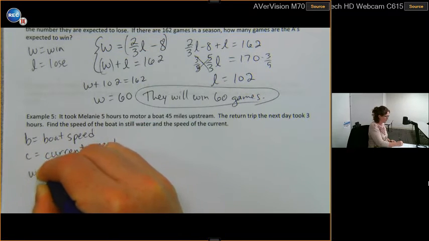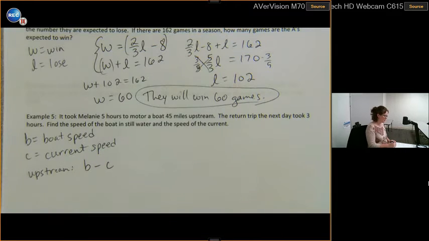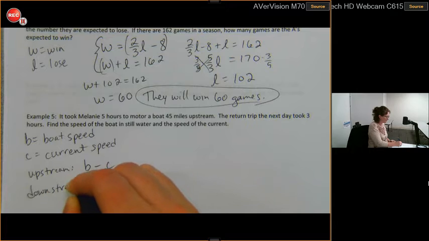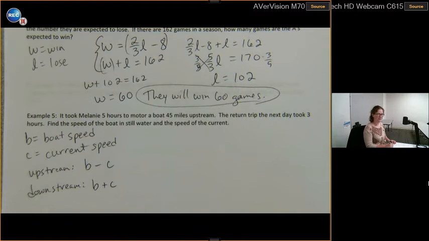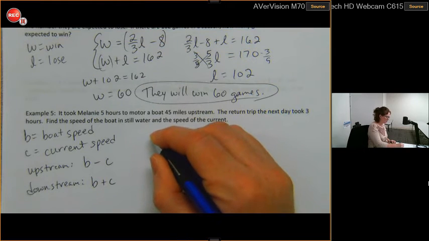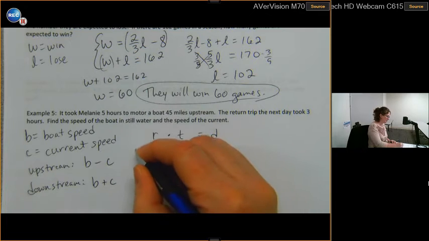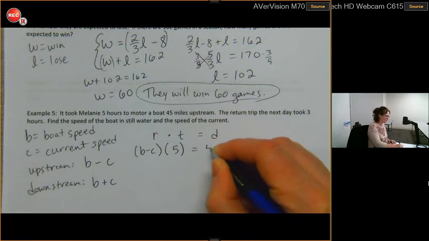And when we go upstream, it's going to be the boat speed minus the current speed. And when we go downstream, it's going to be the boat speed plus the current speed because they're working together. And so it took her 5 hours to motor a boat 45 miles upstream. So I know rate times time equals distance. Upstream rate times time equals distance.